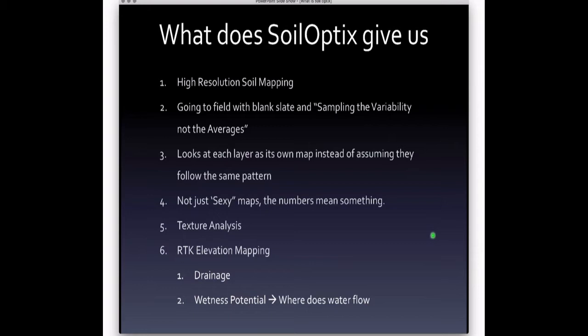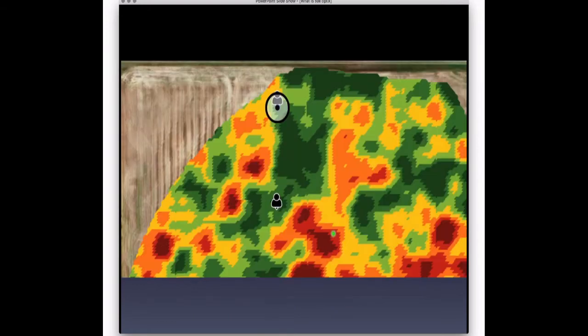These are not just sexy maps to show you something. These numbers actually mean something, so you need to be able to interpret them properly. Obviously, the texture analysis that I mentioned before, and then the RTK elevation mapping with drainage, wetness potential, and where does water flow. So it allows guys to look at tile drainage, surface drainage, or land leveling, as I mentioned in the other session. So we're just going to look at a few map examples.